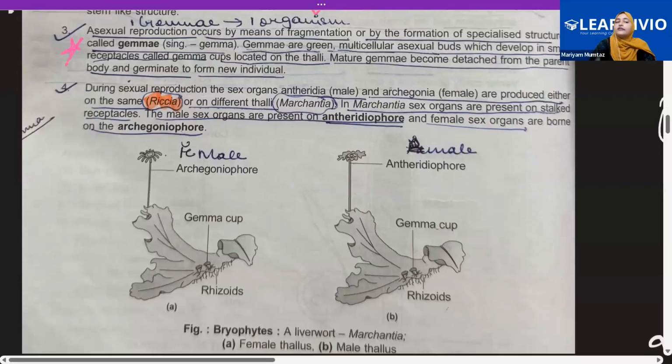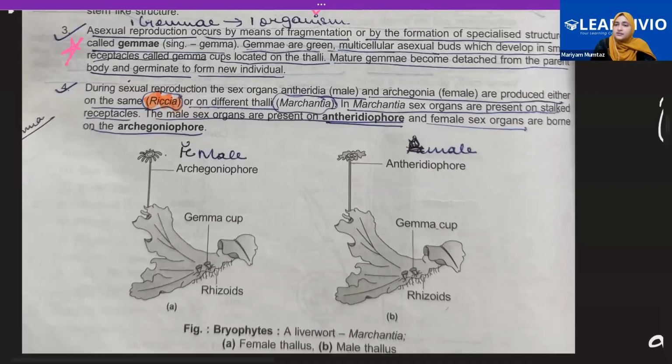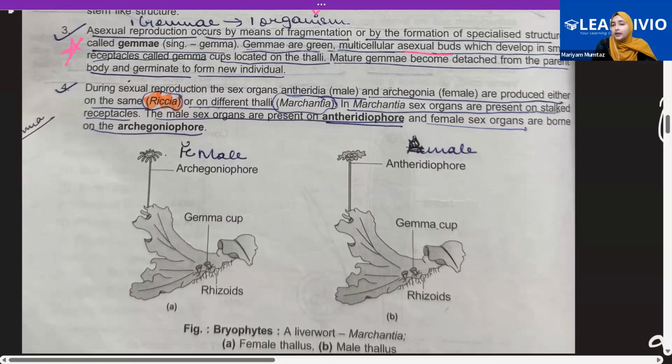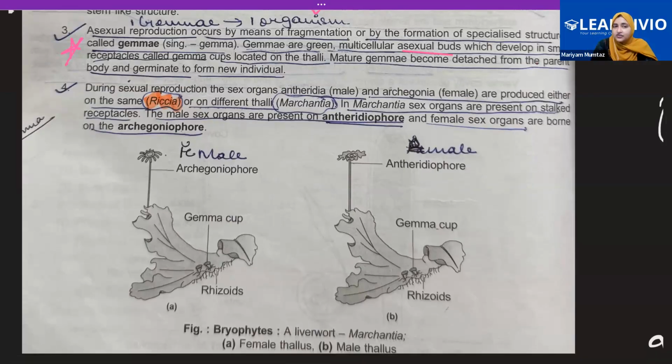Or another way of asexual reproduction in the case of liverworts is by specialized structures that are called gemmae. Okay, gemmae are cup-like structures. They are green, they are multicellular, and they are asexual buds. And they develop in receptacles or swollen structures that are gemma cups, located on the thallus. Now, mature gemmae become detached from the body, and then they germinate to form a new individual, meaning again another gametophytic plant body could be given rise.